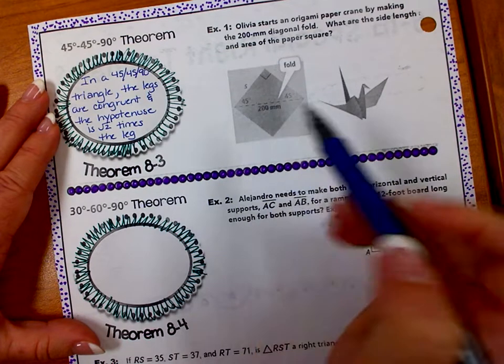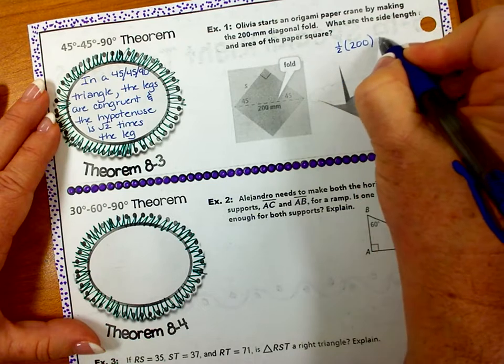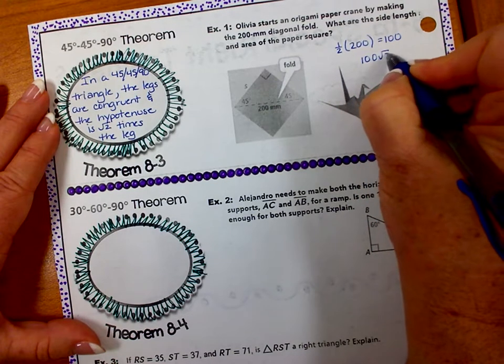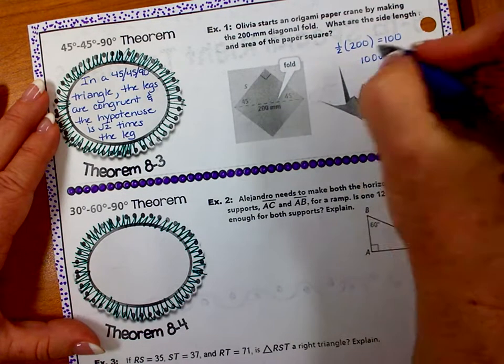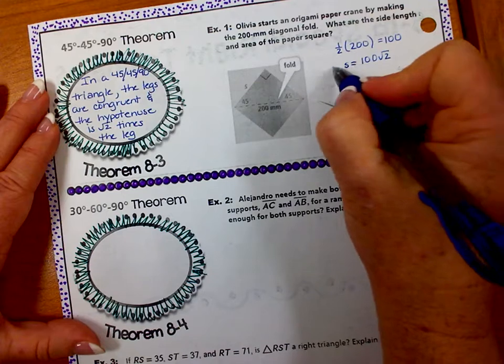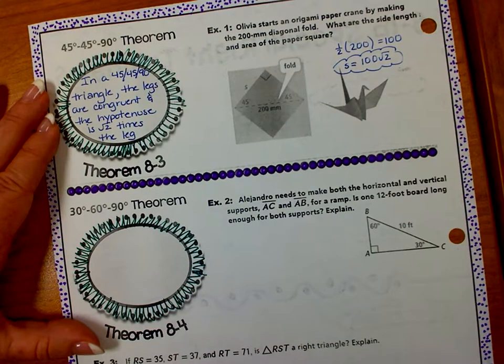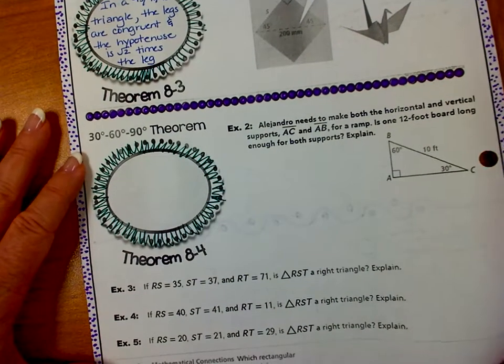So if we take 1/2 of 200, we get 100, and then we multiply it by radical 2, and we get 100 radical 2. So the side lengths are equal to 100 radical 2. All right, now let's take a look at the 30, 60, 90 theorem.